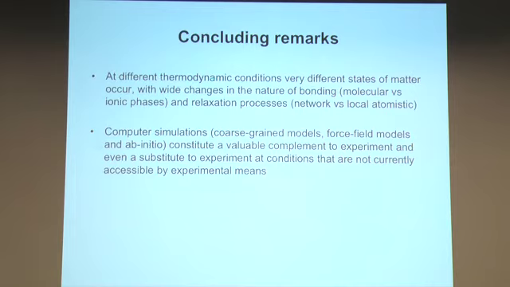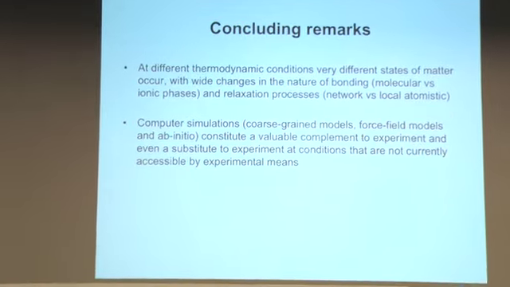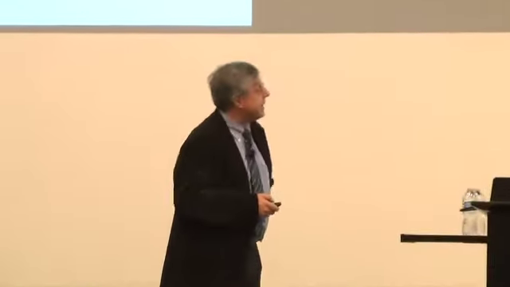There are very different states of matter that occur with wide changes in the nature of bonding, molecular versus ionic, phase, and relaxation processes, network relaxation versus local atomistic. Computer simulation, from coarse grain model to force field model and ab initio simulation, constitute a valuable complement to experiment and even a substitute to experiment at conditions that are not currently accessible by experimental means.